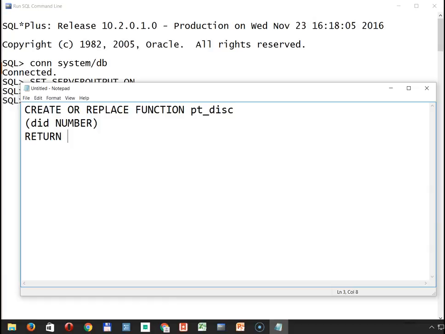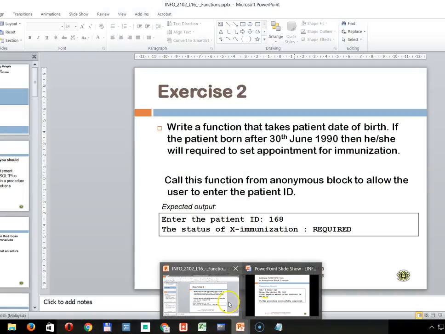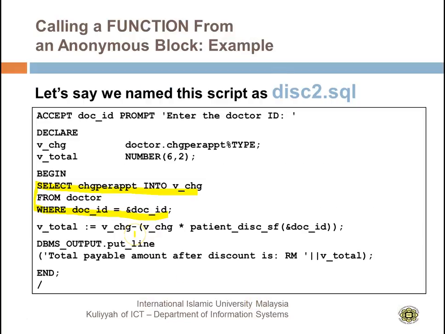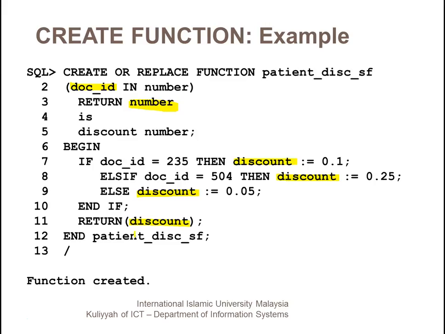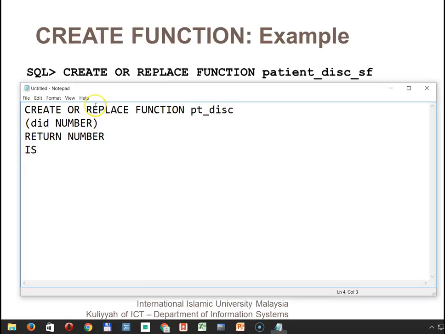So return number is. Okay. So here we're going to base on whatever we have decided earlier. Sorry. So we're going to follow the decisions as what we have here. Okay, so if 235, 0.1, 504, 0.25, and so on. Okay. So here I'm going to declare discount as number.